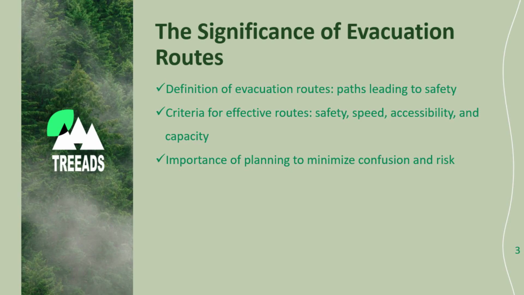Evacuation routes are designated pathways that guide individuals away from hazardous areas to safety. These routes must be thoughtfully planned to ensure maximum safety and efficiency during evacuation. Considerations for an effective evacuation route include accessibility, capacity, and potential hazards along the way.